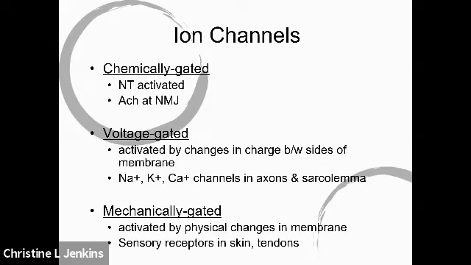A chemically gated protein channel. A chemically gated channel means that that protein channel opens or closes based on the presence of a chemical. If a certain chemical is there, the gate will open. If that chemical is not there, the gate won't open.